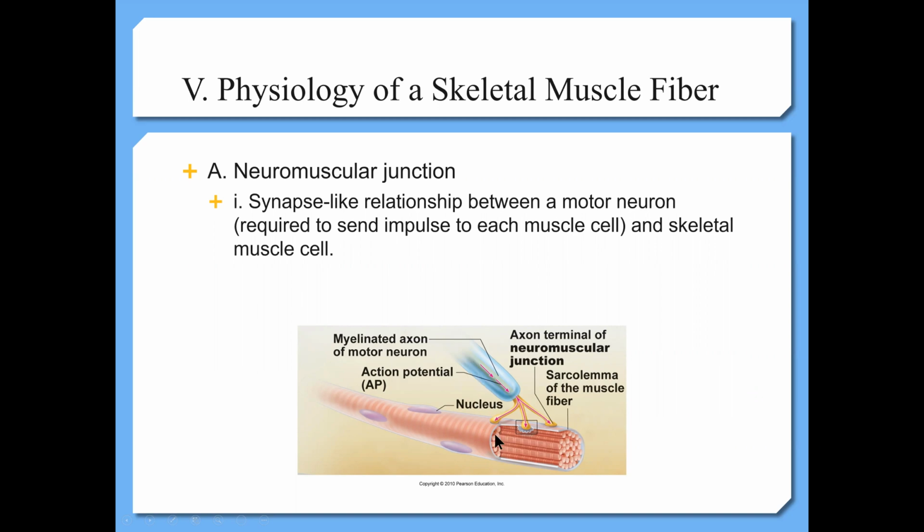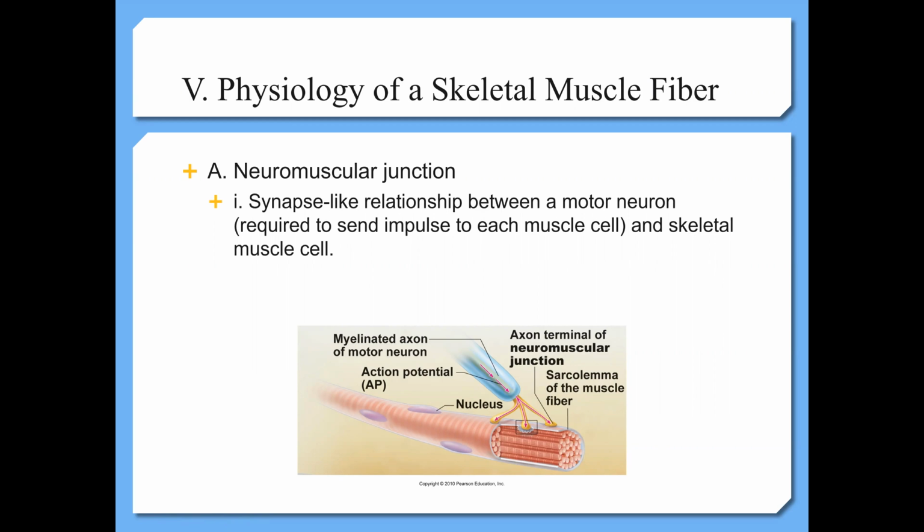It's going to go down to the muscle fiber, and then it's going to end in a motor end plate. It's going to end in a ball-like structure, but there's going to be a gap between the end of the nerve and the muscle fiber. Okay, and then here's our muscle fiber.